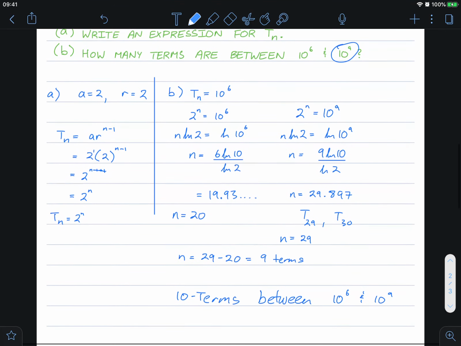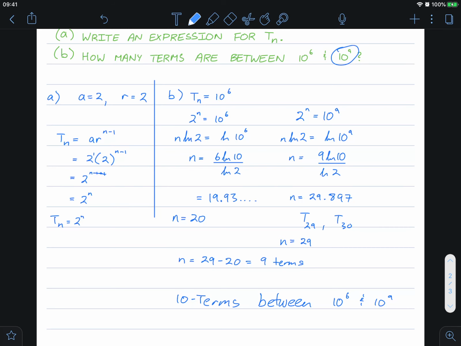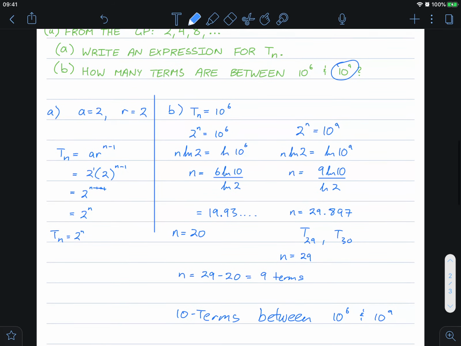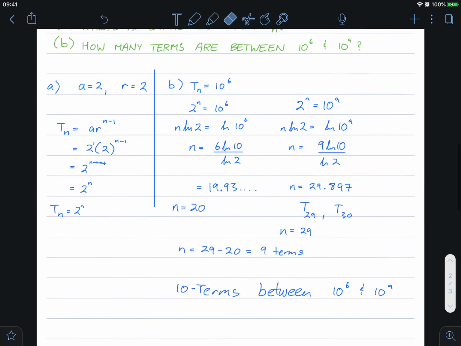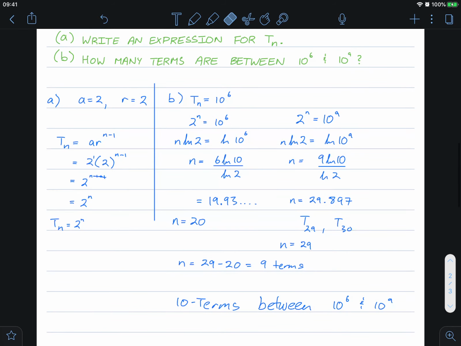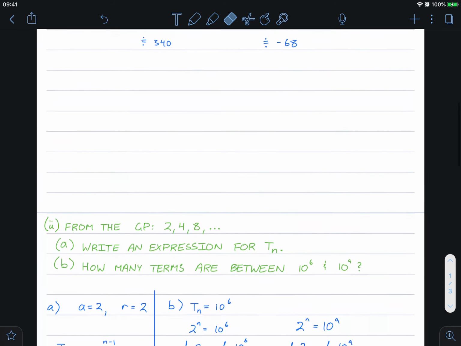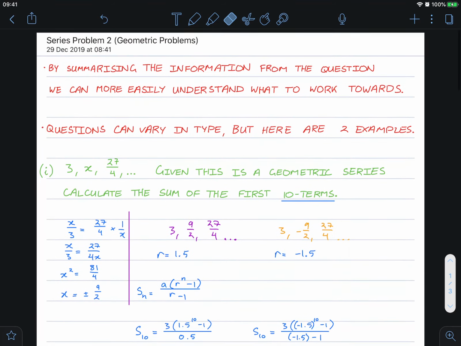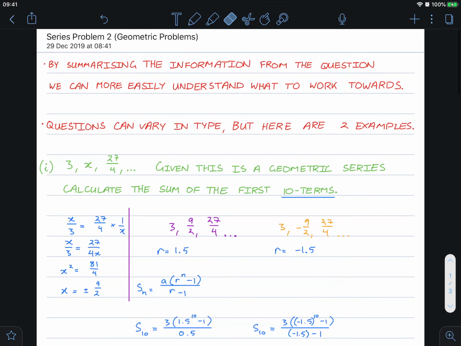I know this one was rather more difficult, but I hope that gave you an insight into how we could go about doing these types of questions. I'll be putting more example videos out there for you, but overall I hope this gave you an insight into applying what we know to geometric series problems.